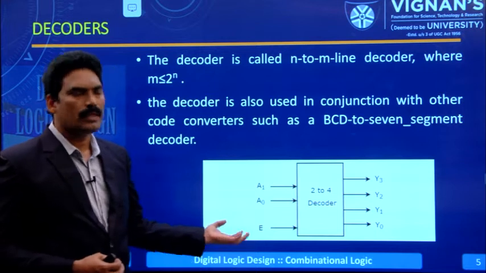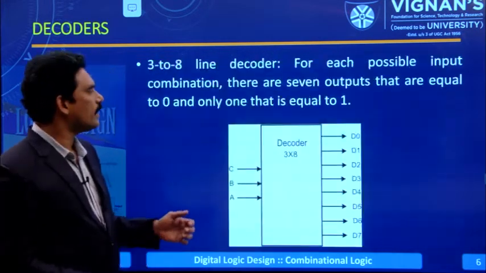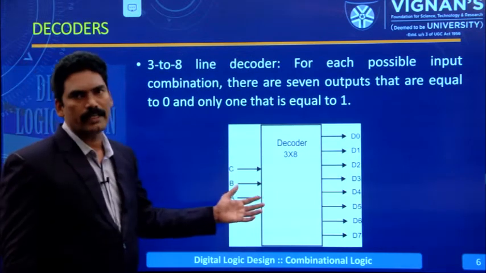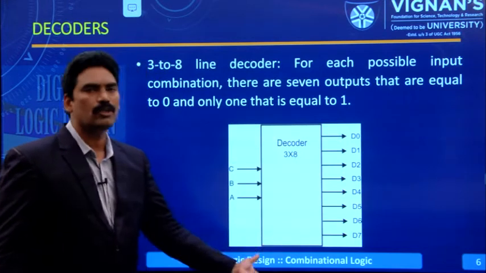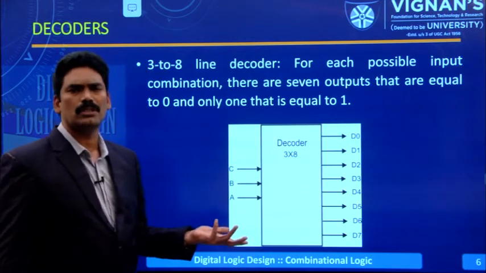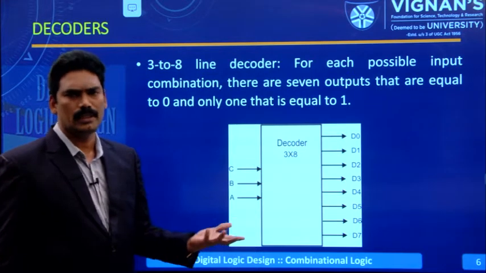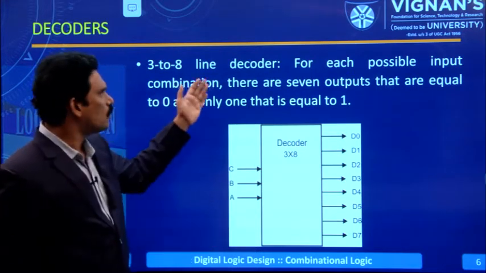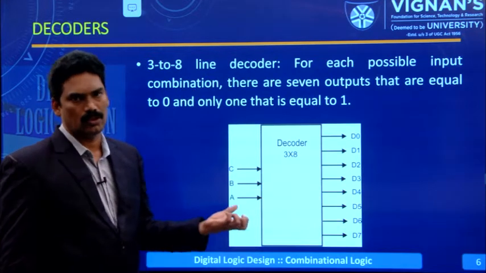Now, the example is the 2 to 4 line decoder. Another example is the 3 to 8 line decoder, which takes 3 inputs and produces 8 outputs. Then we have the 4 to 16 line decoder and the 5 to 32 line decoder; like that we have so many decoders. Now we are going to discuss in detail the 3 to 8 line decoder.